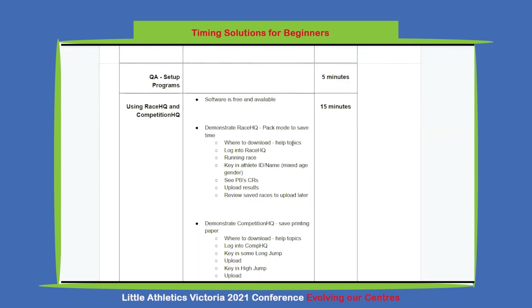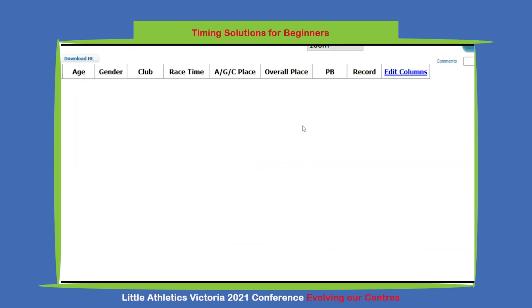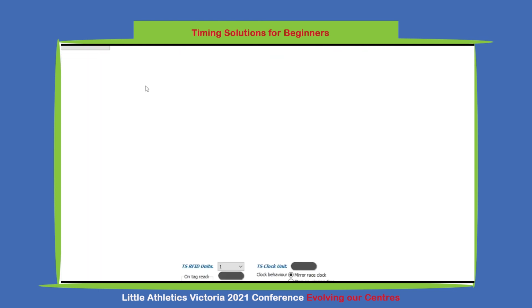So we've seen where to download it, we've logged in, we've ran a race, we've keyed in IDs, we've seen PBs and CRs, we've uploaded results. Now if I wanted to, I could go back to historical results. So the scenario is I've ran the races, I haven't had any internet, but I do want to upload later on when I get home.